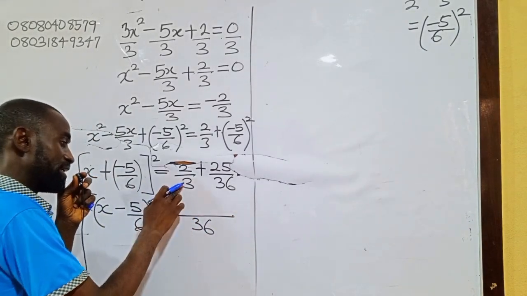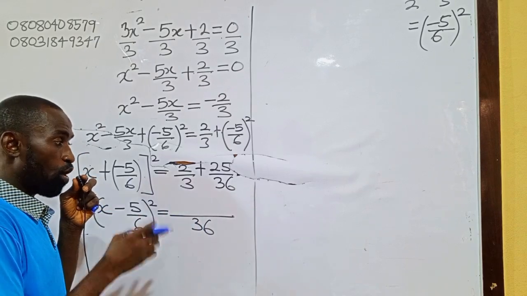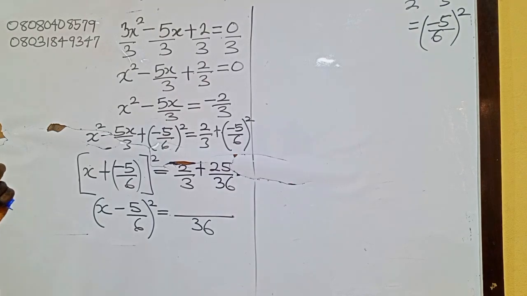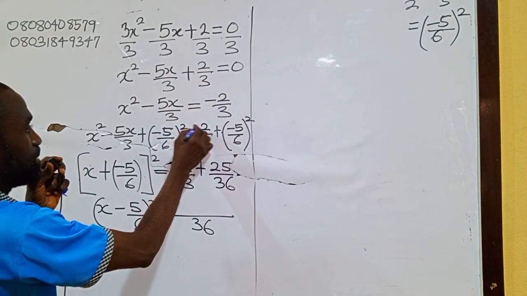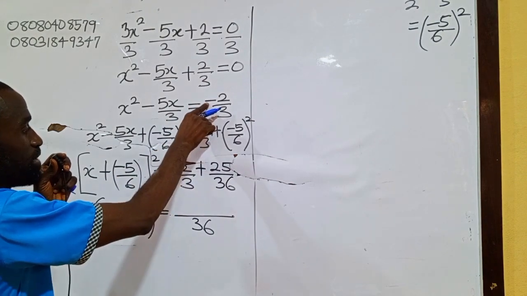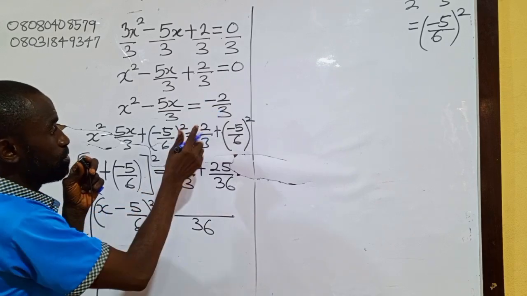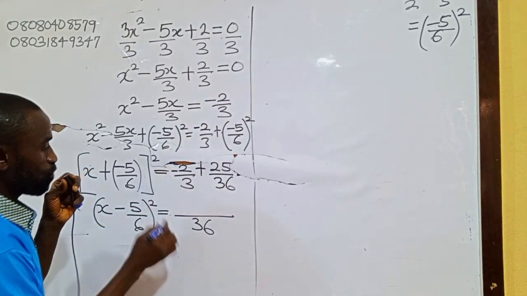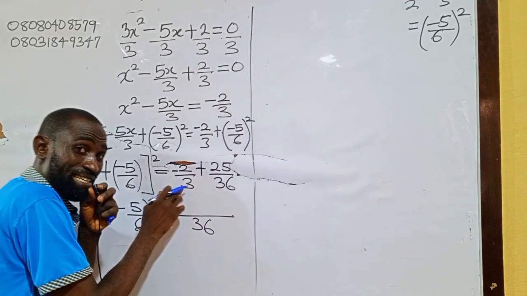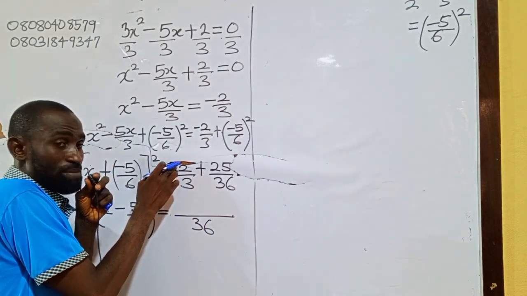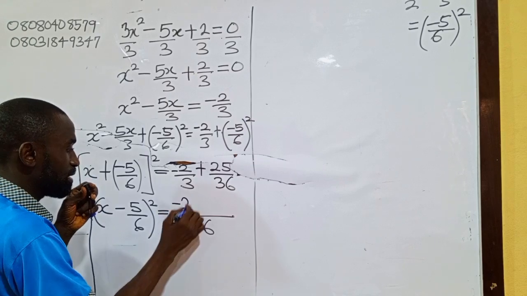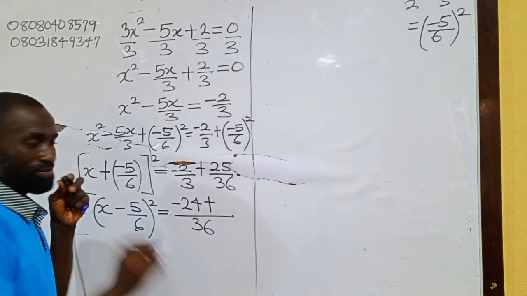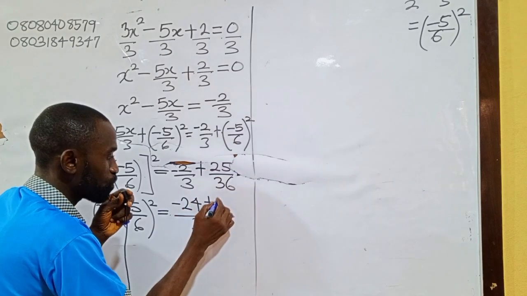36. 3 in 36, that will be 12. 12 times this will give us what now? 20. This minus here, we have minus 2 here. Please don't make that mistake. Minus 2, this is minus 2 here. So we have 36 divided by 3, that is 12. 12 times minus 2 gives us what now? Minus 24. Then plus 36 in 36, 1. 1 times 25 gives us what now?